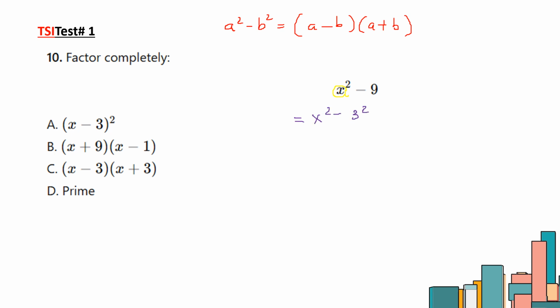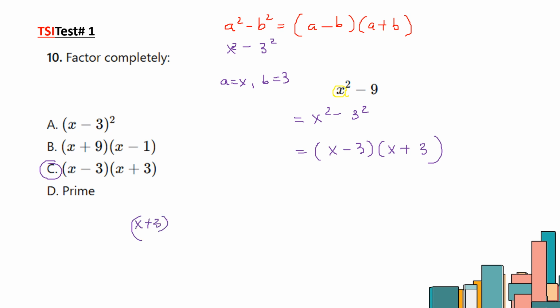Now it looks like this, right? So x squared minus 3 squared. My a will be x. Okay, a equals x, and then my b equals 3. Now apply the formula: x minus 3 times x plus 3, and the correct answer is C. Sometimes they may write x plus 3 first, times x minus 3, which is also the correct answer because they can switch the positions with no problem. Okay.